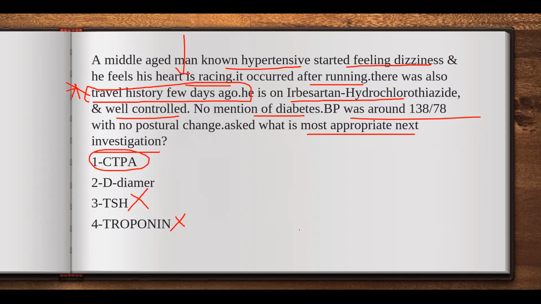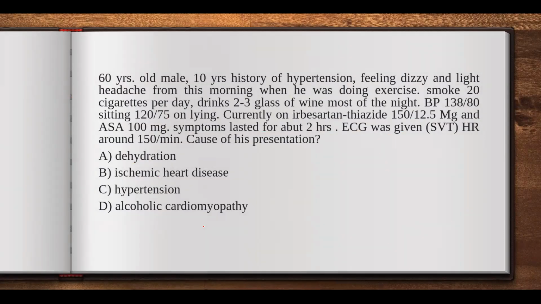Okay. Even though they are asking the next investigation, this is one of the conditions in which we do CTPA mainly. If you think it's pulmonary embolism, you do CTPA, unless the patient is very low risk, then you can do a D-dimer. Even D-dimer is not specific because it can be positive in a lot of other conditions. We will discuss more about D-dimer, CTPA, and pulmonary embolism in our respiratory class.